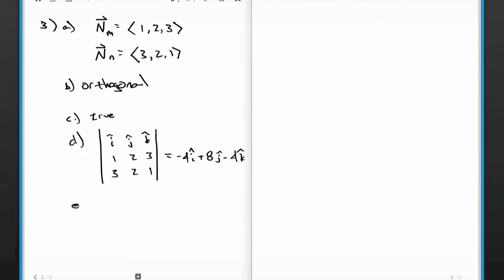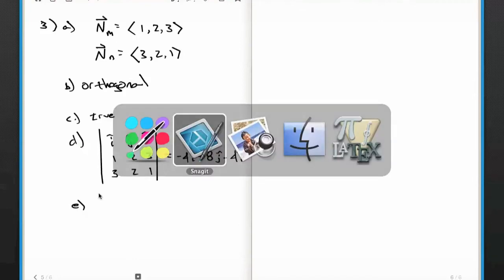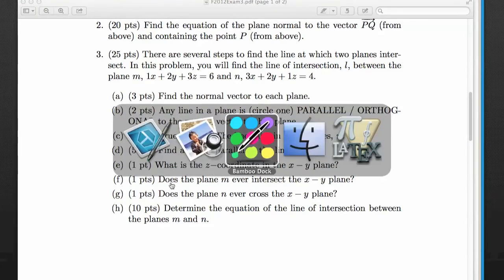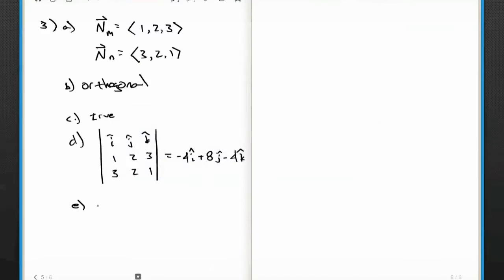Next up, E is what is the z coordinate? Now I'm kind of going on a different tack here, but hopefully you guys can roll with me. What is the z coordinate in the xy plane? Well, that's kind of a dumb question. If I'm on the xy plane, the z has got to be 0, right? So the answer to that one is the z coordinate in the xy plane is 0. Right?